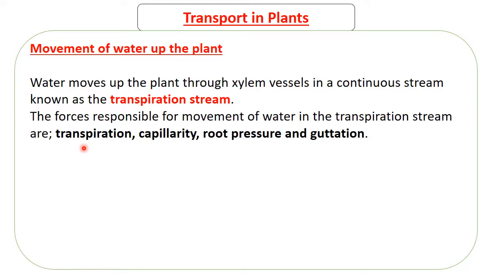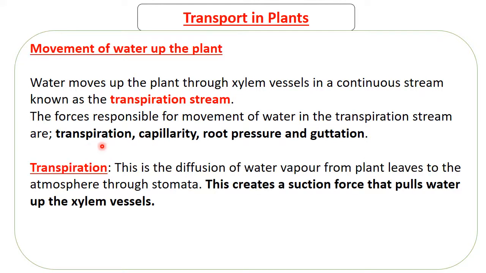We're going to take a look at each of them in detail next. We'll start with transpiration, which is defined as the diffusion of water vapor from plant leaves to the atmosphere through stomata.